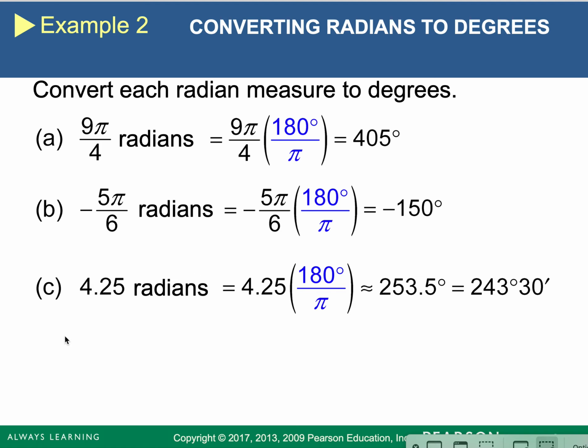This one is already in decimal form, so you're going to actually enter the pi in Web 2.0. There is a symbol for Web 2.0. Do not use 3.14. You have to use the pi symbol. So I'm going to multiply that by 180 over pi, and I'm going to get my decimal.